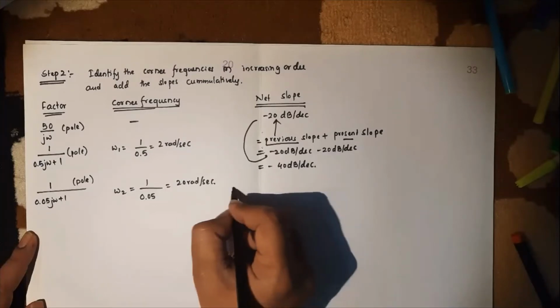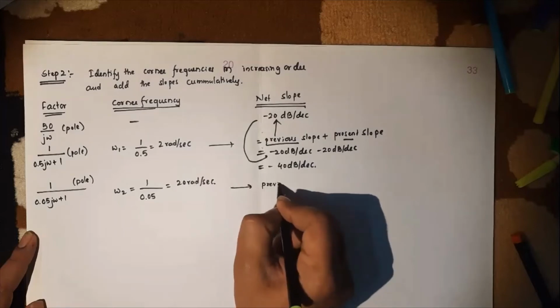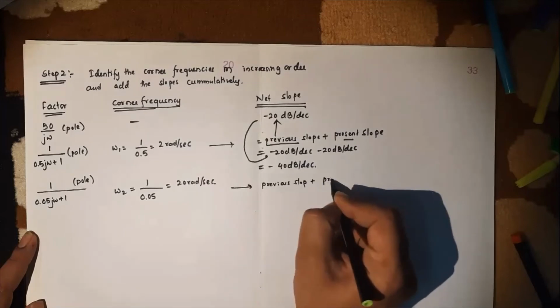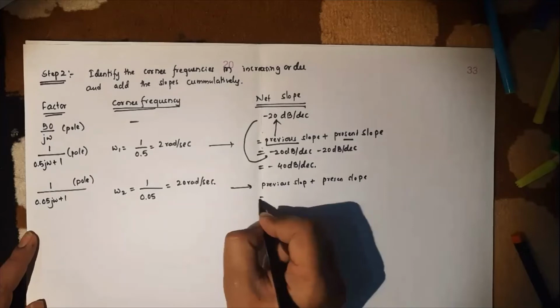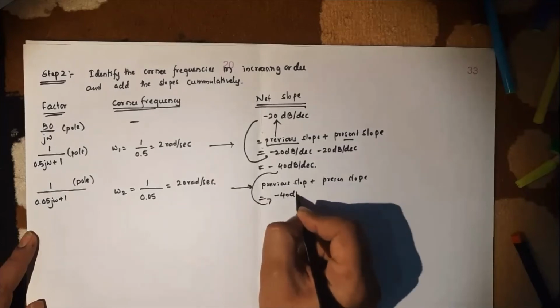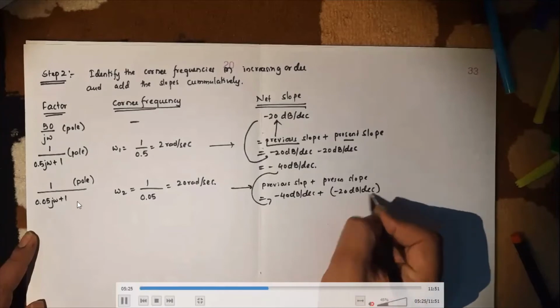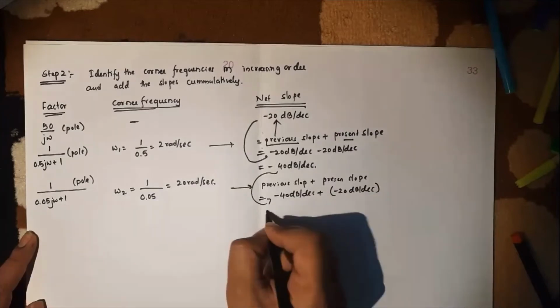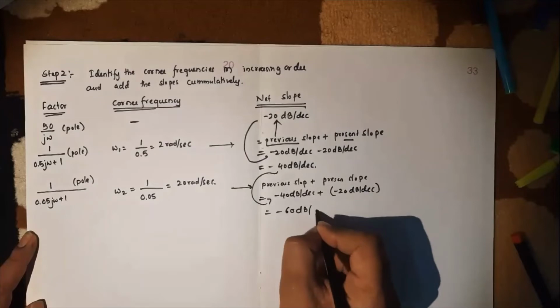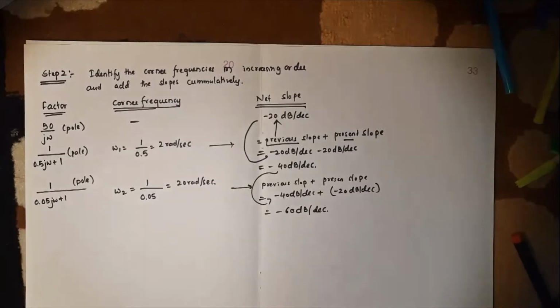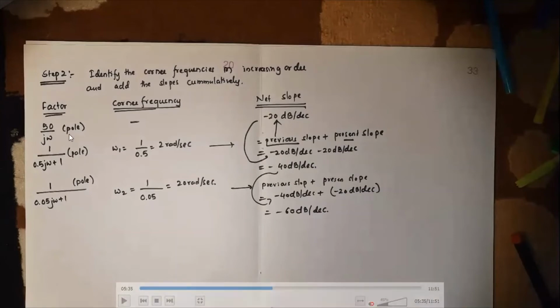So what is the net slope for this? Net slope is again the previous plus the present slope. That is, minus 40 dB per decade is the previous slope, and the present slope is contributed by this pole, which is minus 20 dB per decade. So altogether it is minus 60 dB per decade. Fine, so this is the calculation. Please have a look at this again carefully.